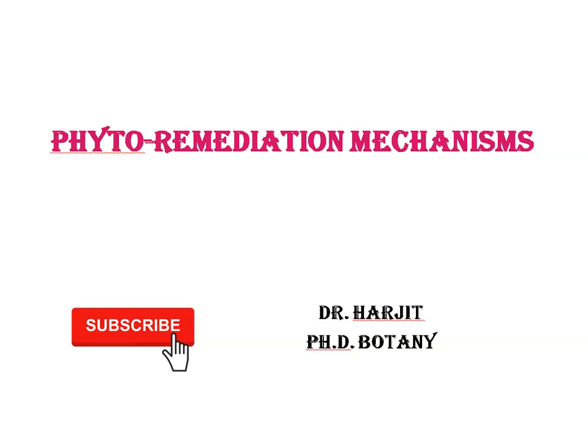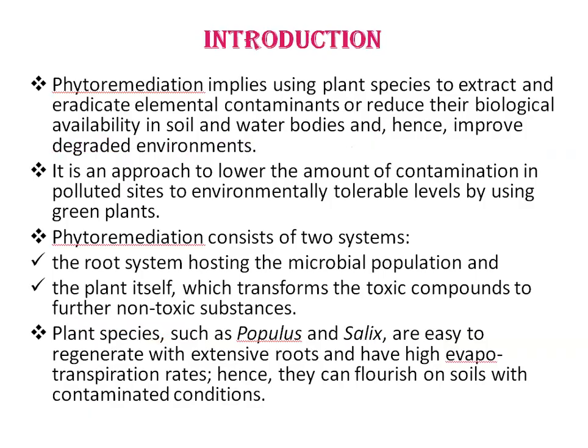Today, we are going to discuss phytoremediation mechanisms. The term phytoremediation is composed of two words. The word phyto originates from Greek, means plant species, and the word remedium, it's a Latin word, means ability to treat or re-establish. This technique implies using plant species to extract and eradicate elemental contaminants or reduce their biological availability in soil and water bodies, and hence improve degraded environments.